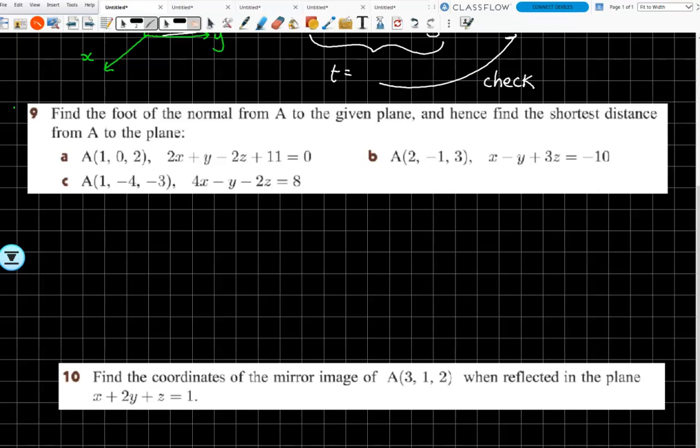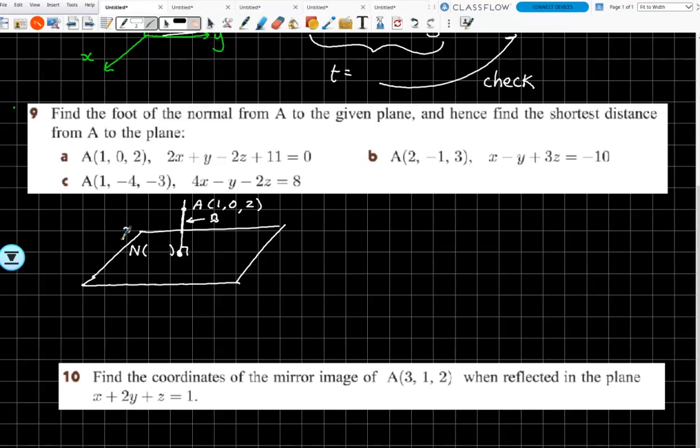Find the foot of the normal. Do you remember what the foot of the normal is? It's where the line hits the plane. We'll call that N for normal, capital N for the point and little n for the vector. So what's happening here is somewhere on this line we actually have this point. Let's say A is here, 1, 0, 2, and we want to find this point here, N, on your normal.